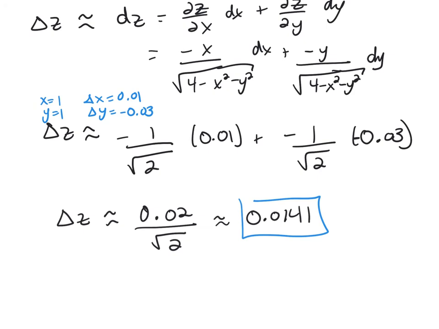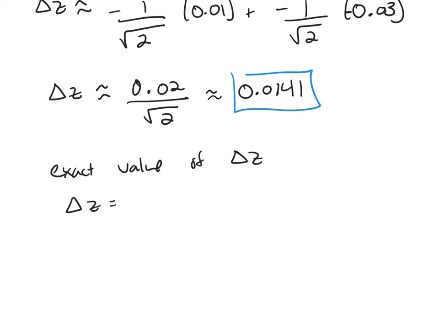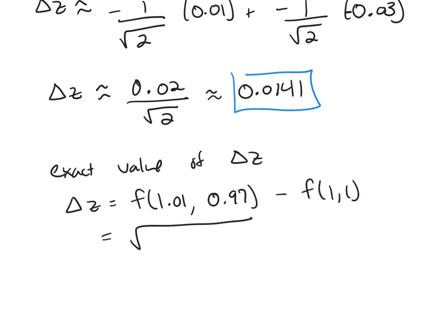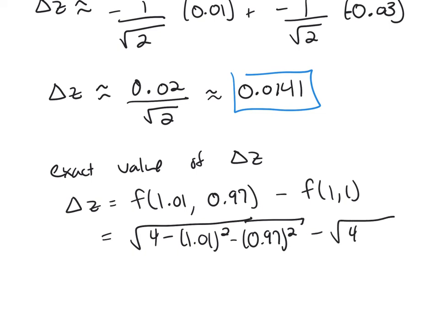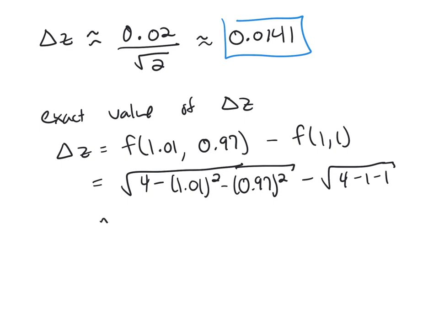But I was also asked to compare this to the exact value. The exact value of delta z would be f of (1.01, 0.97) minus f of (1, 1). So this would be the square root of 4 minus 1.01 squared minus 0.97 squared. When we plug in (1, 1) into our function, you'll get the square root of 4 minus 1 minus 1. So if you use a calculator and round, you'll get approximately 0.0137.